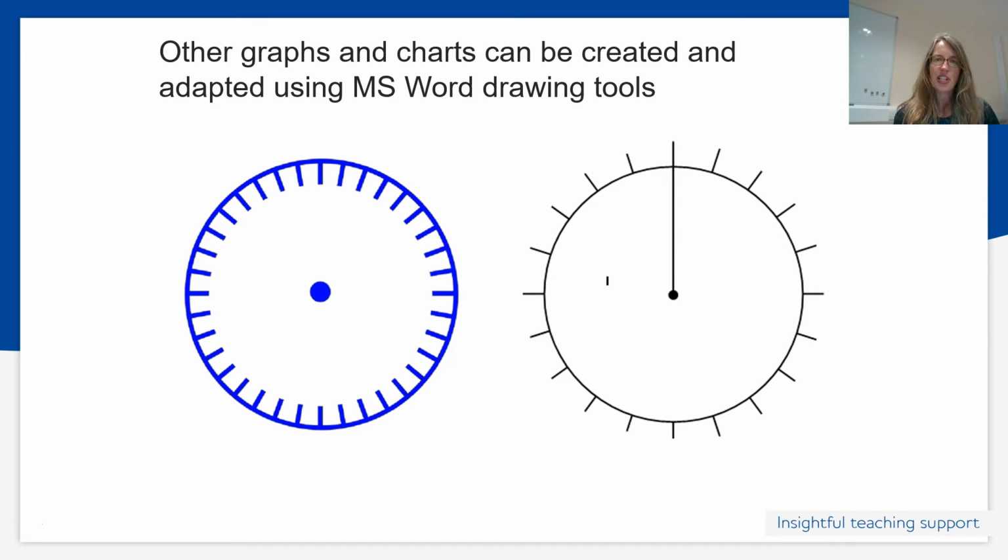Clearly, other graphs and charts can be created in the same sort of way. On the screen here, we've got a couple of examples of pie charts that have been created using, again, the Microsoft Word drawing tools.